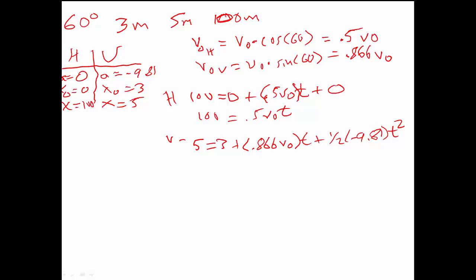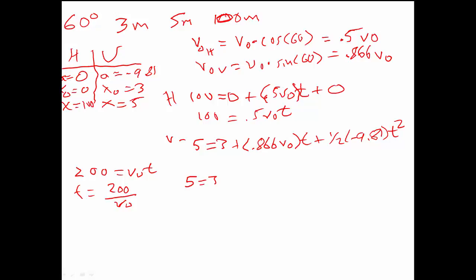Now we're going to have to use these two equations together as a system of equations. So I'm going to solve the first equation for the variable time. I divide both sides by 0.5. I get 200 equals v naught t. So t equals 200 divided by the initial velocity. I'm going to then plug that in for t in the vertical equation.